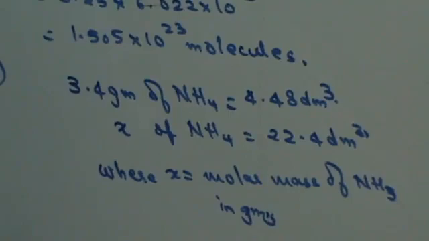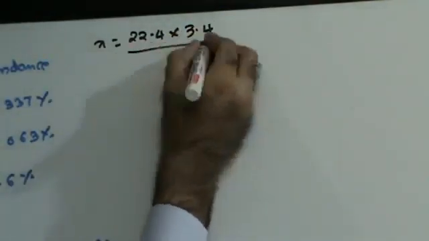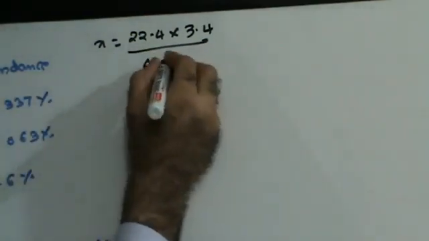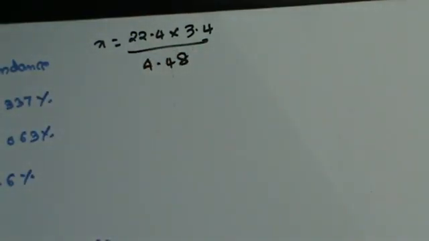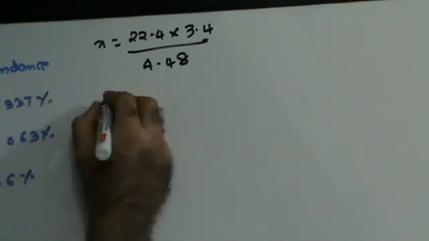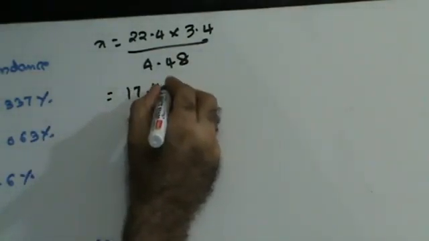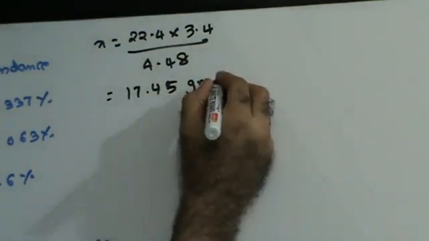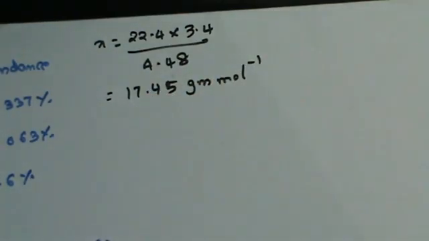This can be written as x is equal to 22.4 into 3.4 upon 4.48. So you will come to know the number of moles. When you solve this, you will get 17.45 grams per mole. So the molar mass of ammonia is 17.45 grams per mole. Fine. Take down the next sum, please.